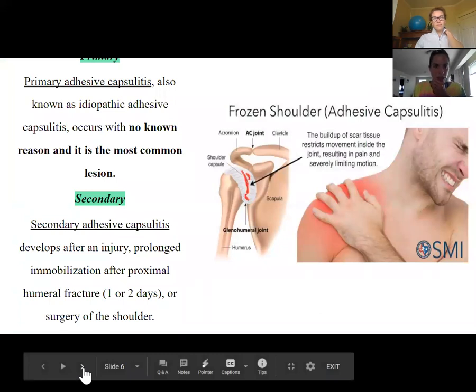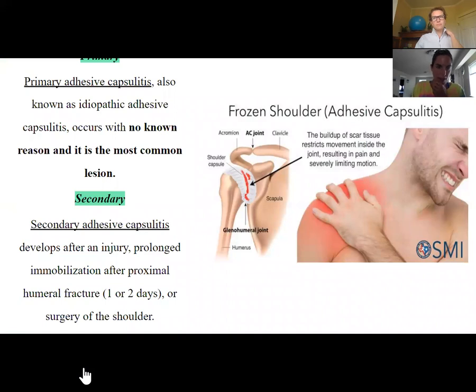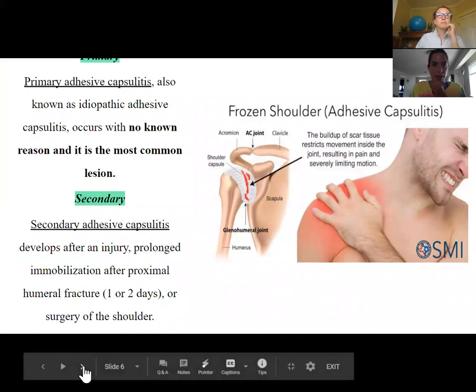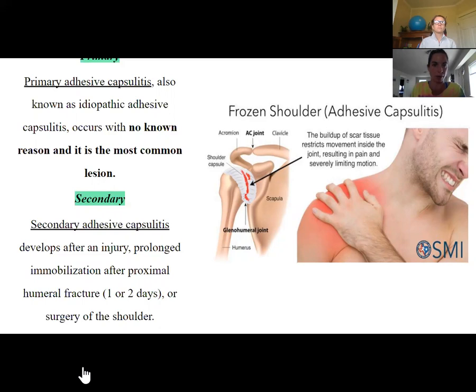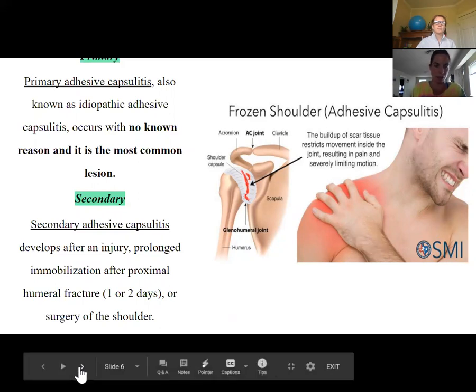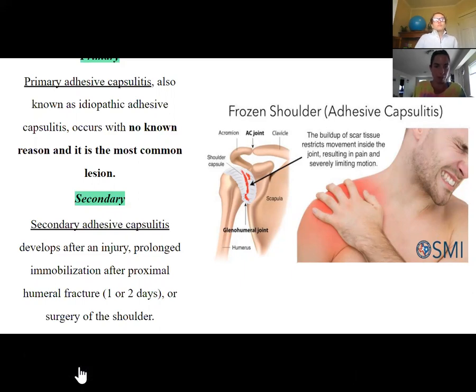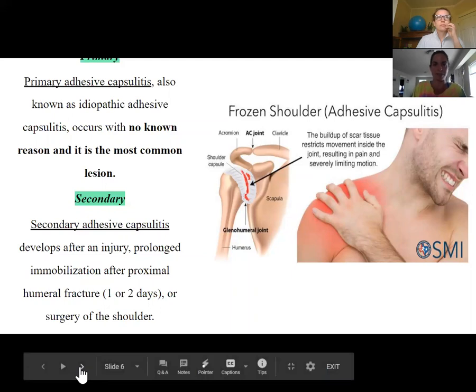So frozen shoulder can be primary or secondary. Primary is idiopathic, so the cause of this pathology is unknown. It occurs for no known reason and is the most common type, versus secondary, where it develops after an injury, prolonged immobilization, after proximal humeral fracture, as Jill said, and surgery of the shoulder.